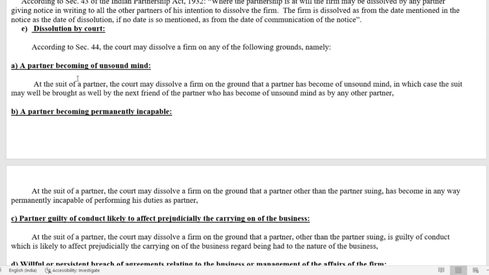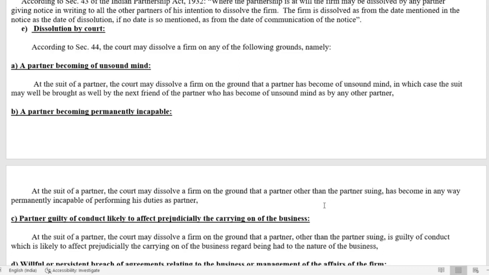So one is a partner becoming of unsound mind. At the suit of a partner, the court may dissolve a firm on the ground that a partner has become of unsound mind, in which case the suit will be filed. At the suit of the partner, the court may dissolve a firm on the ground that a partner has become permanently incapacitated.